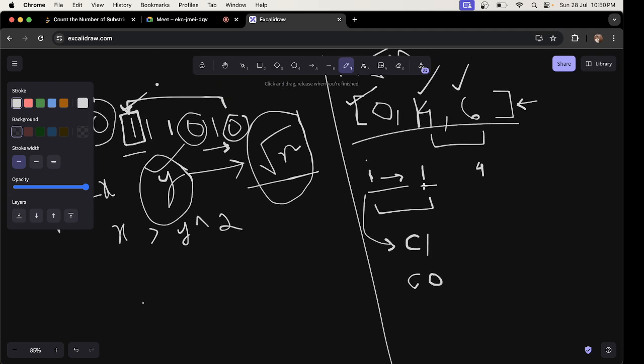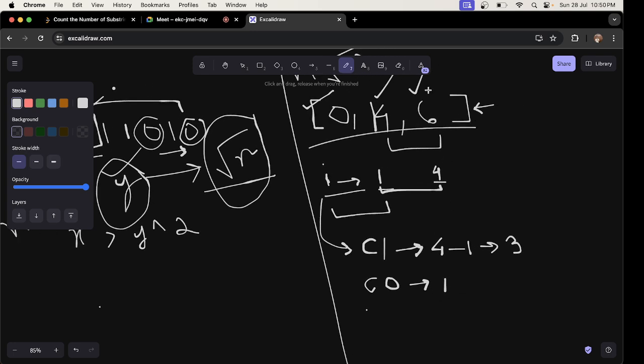So tell me, if I consider the substring from 1 to 4, how many zeros will be there? 1. So if I know the number of zeros, can I calculate the number of ones? Yes. The number of ones will be 4 minus 1 plus 1, basically the length of the substring minus the number of zeros. So the length of the substring is 4, and the number of ones is the length minus the number of zeros. So we have 3 ones and 1 zero, right?